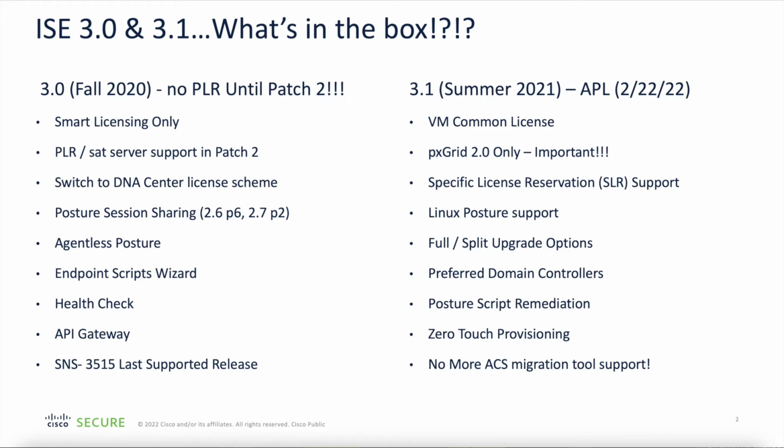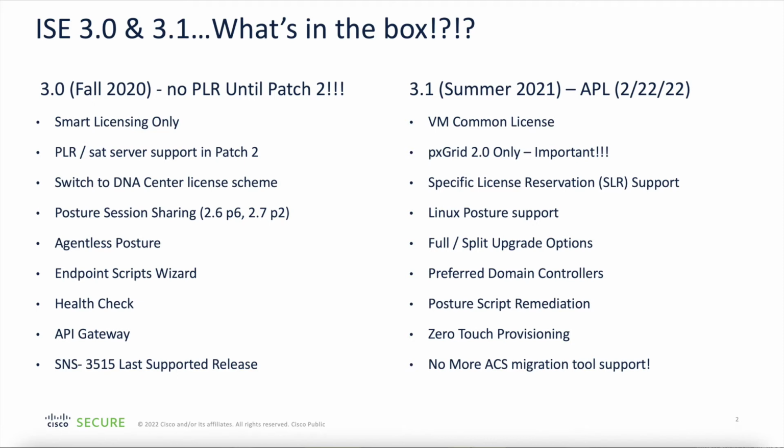And then lastly, the end of the line for SNS 3515. We know this will be the last supported version, 3.0. So if you're going from 2.x to 3.x and you have an SNS 3515, 3.0 is the farthest you can go. We still do support the 3595 on 3.1. So if you're running that box, you're fine. But if you're running that low end 3500, 3.0 is the last supported release.